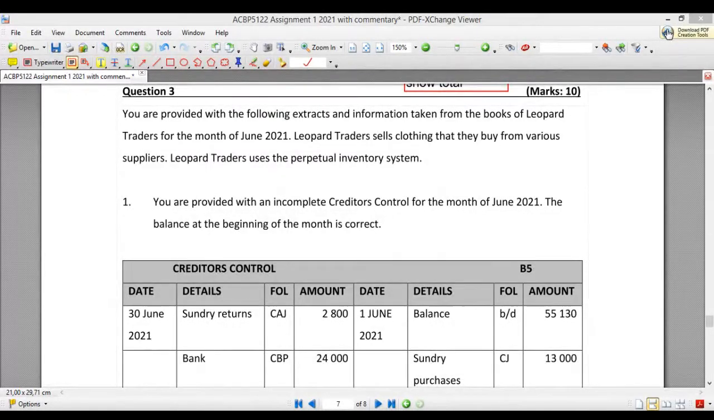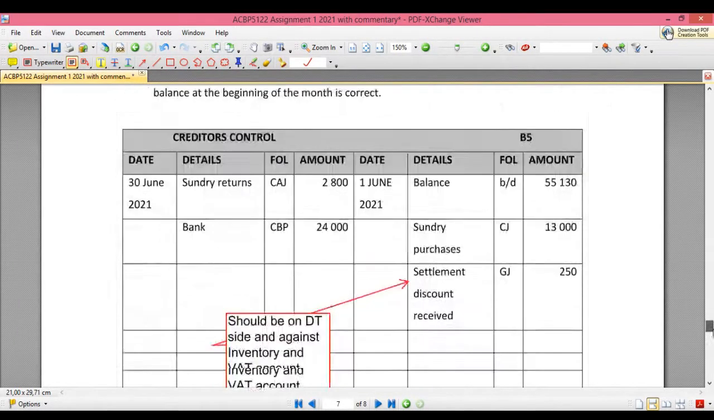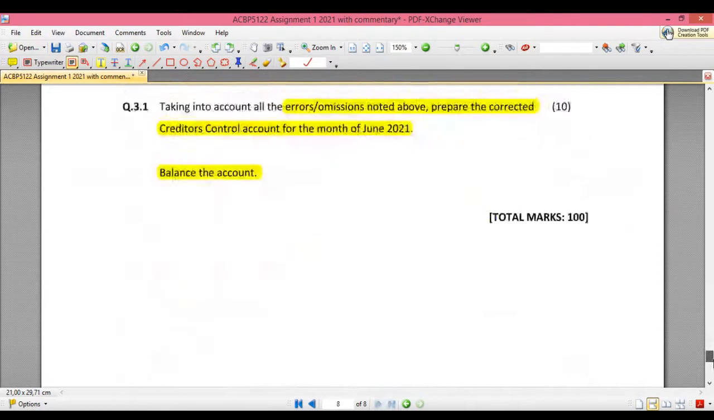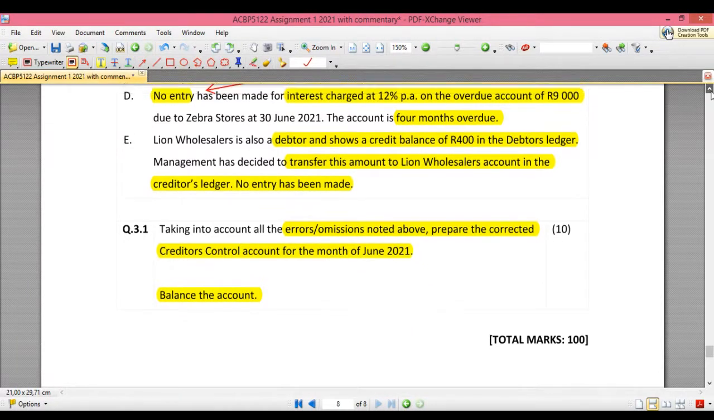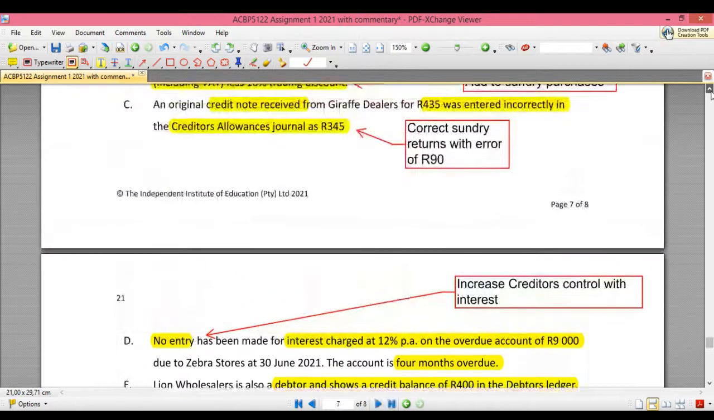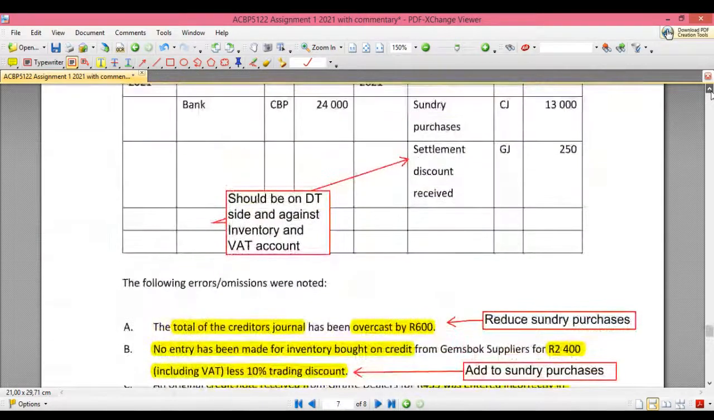Okay, so for question 3, let's quickly see what they required from you. They asked you now to, taking into account all the errors and omissions noted above, prepare the correct creditors control account. So they just wanted you to correct the creditors control account and take into account the entries above.